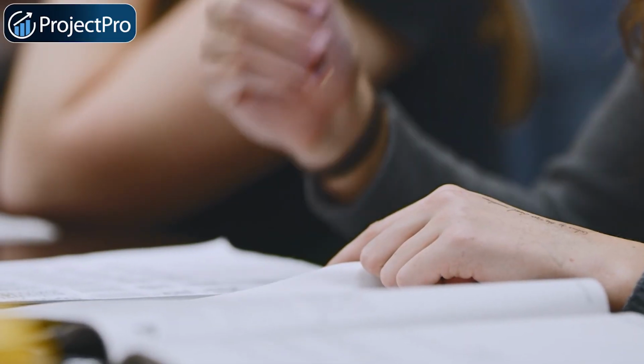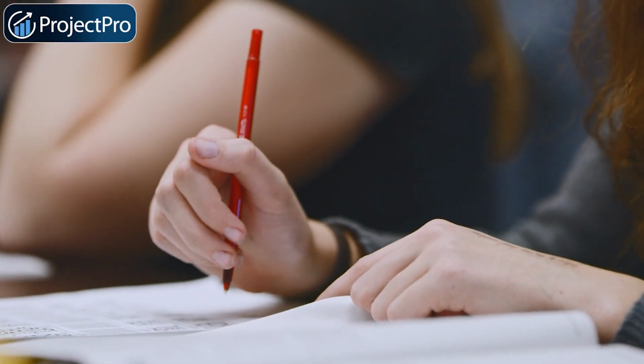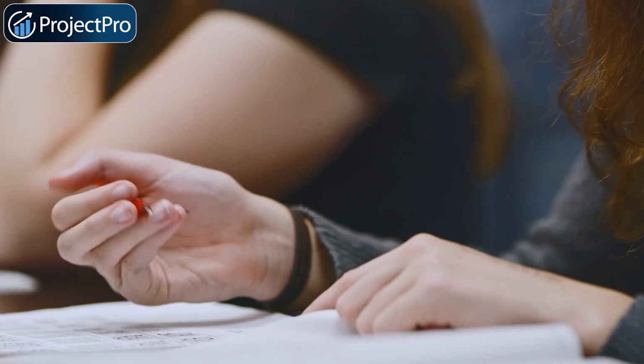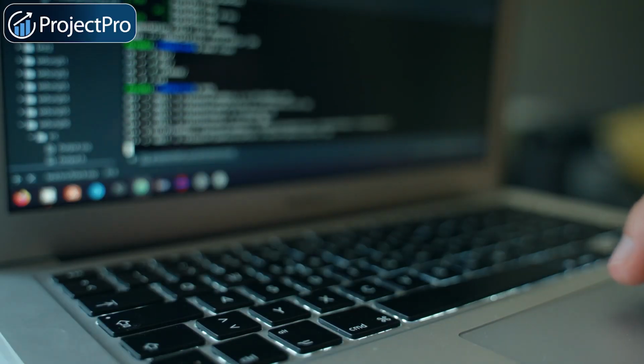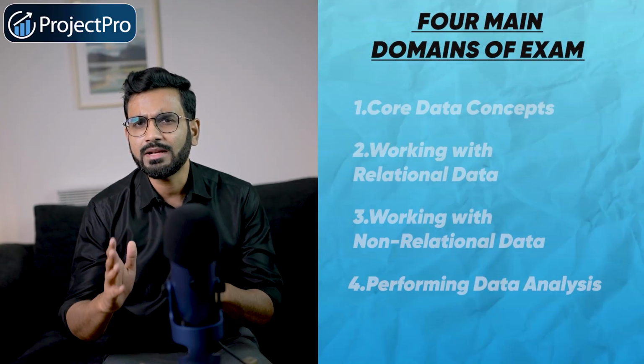The DP-900 exam focuses on fundamental data concepts and the services within the Azure cloud platform. It is important to note that this exam does not require any programming or coding skills. Instead, it checks candidates' understanding of various data-related topics and their ability to apply Azure Data Services effectively. The exam covers four main domains.